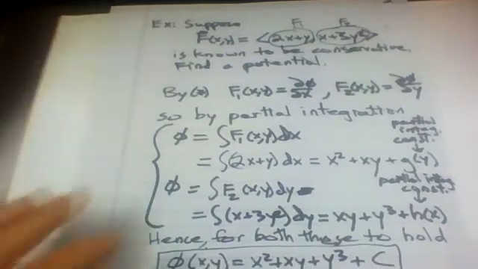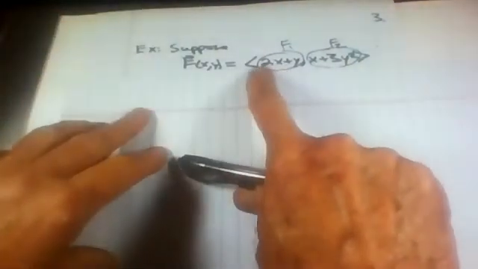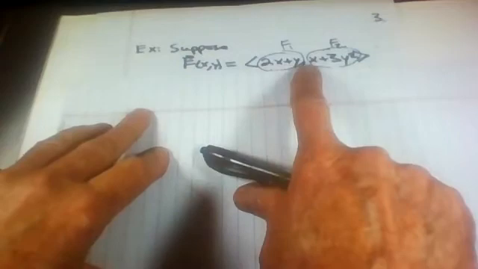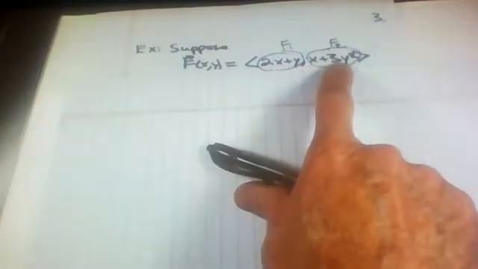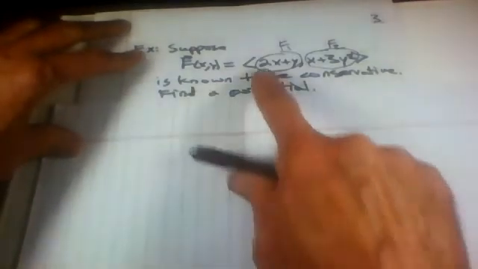Suppose, for instance, I gave you this vector field here. At each point x, y, you assign the vector with 2x plus y for its first component, x plus 3y squared for its second component. Well, that's the vector field. I know it's conservative. I wonder what the potential is such that the gradient of that potential gives me this vector field.